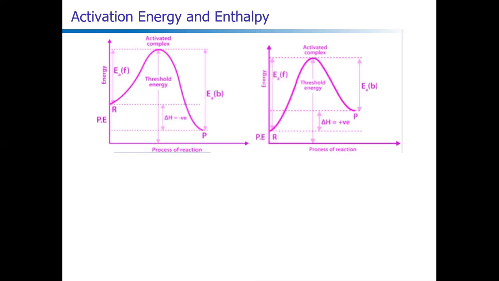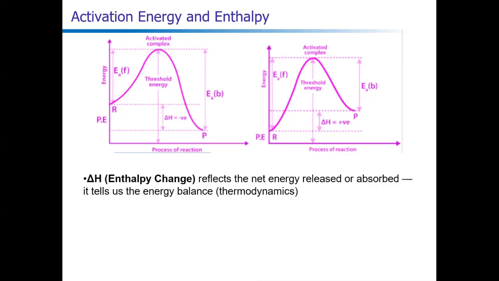Now let's link activation energy with enthalpy change, delta H, using energy diagrams. We've seen that the activation energy, EA, tells us about the rate of a reaction. It's the barrier the reactants must overcome. But delta H tells us the net change in energy between where the reaction starts and where it ends. That's a thermodynamic quantity. You can think of enthalpy as the total heat content of a system. It reflects how much energy is stored in the bonds of the molecules.